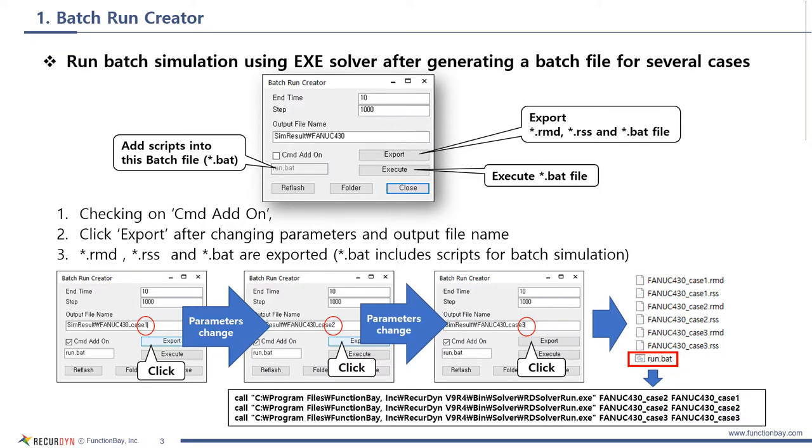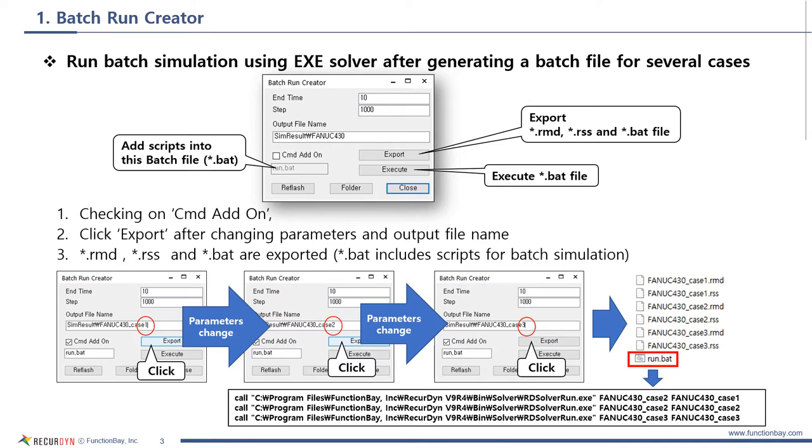The first feature is batch run creator that is used when performing batch run. At the dynamic simulation, many cases of parameter change and simulations are necessary. In each case, simulation setting and run process is not efficient. Sometimes you have to wait several hours to finish a solving. It is wasting time. To prevent this situation, batch run is necessary.